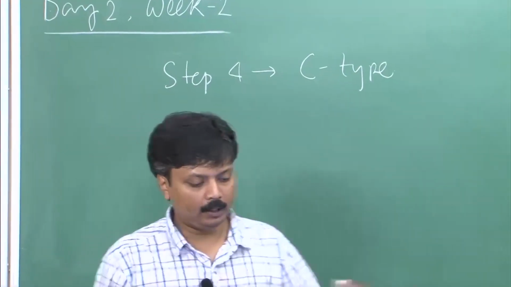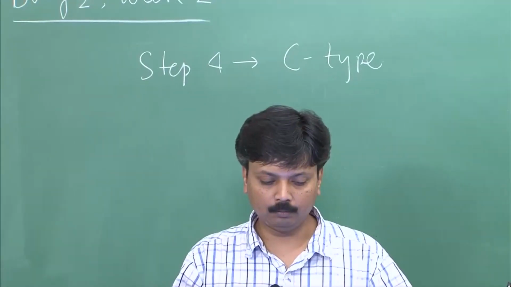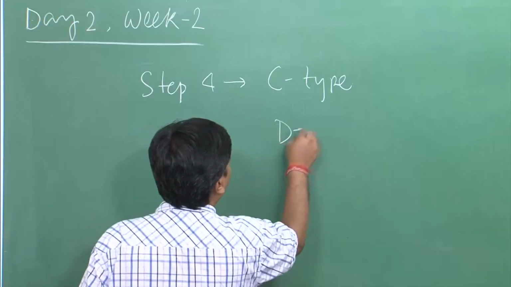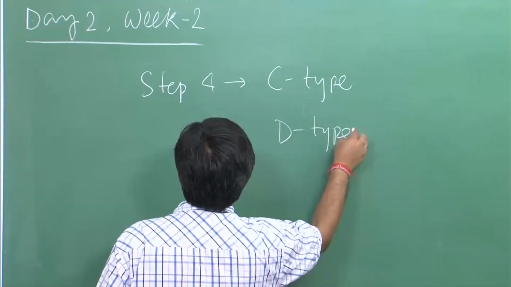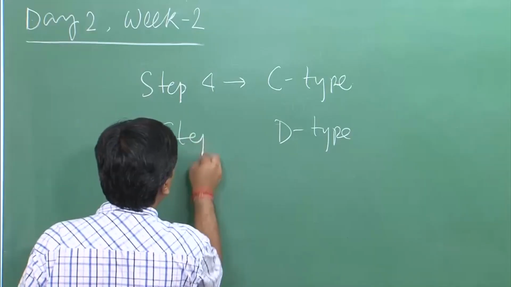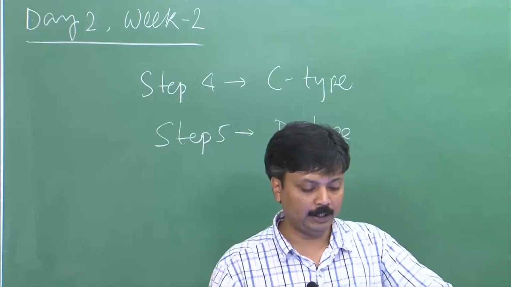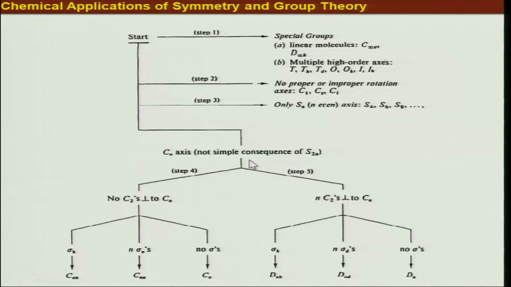And when you find that there are n number of C2s perpendicular to the Cn, you have a type of group which is D type. So the D type of group will come from step 5, when the answer is yes to this possibility of n number of perpendicular C2 to Cn.